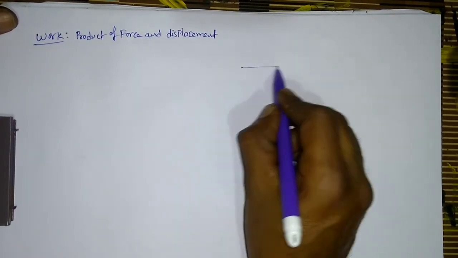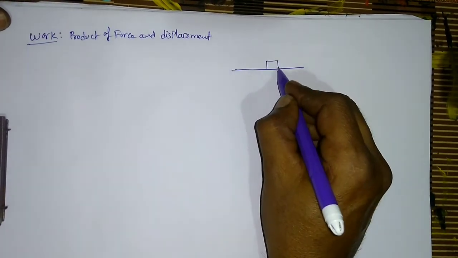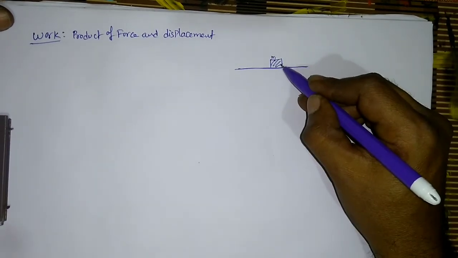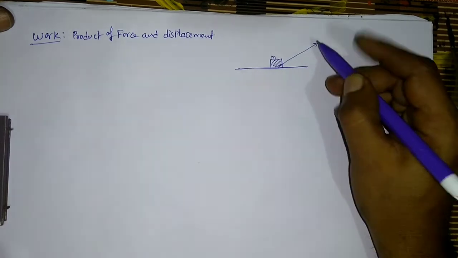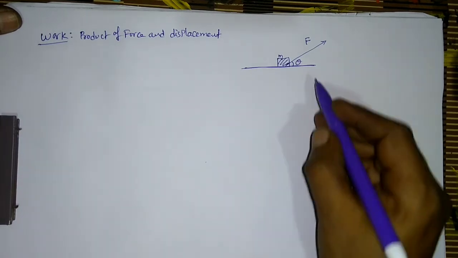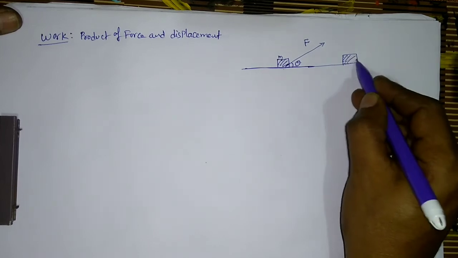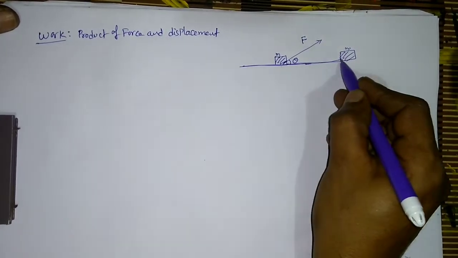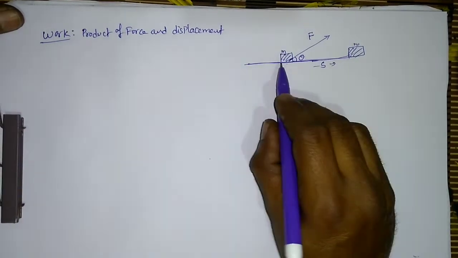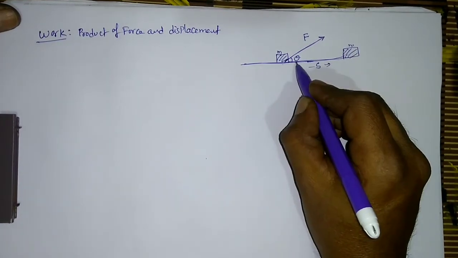Let us say this is the horizontal surface. Now if you put a block here whose mass is small m, and you pull the block in this direction, an F force is applied which makes an angle theta. Then the block will move from here to here. Mass will be the same. It will travel a displacement of S. Now what is the work done here? This is the F force in this direction making an angle theta with the horizontal.